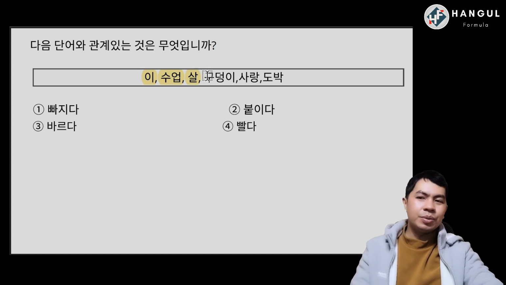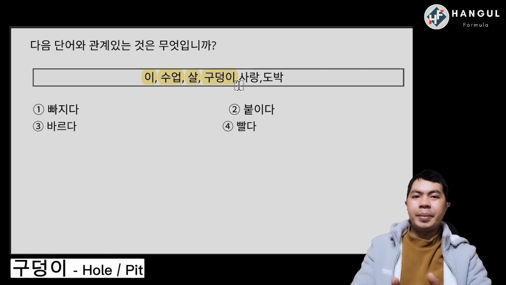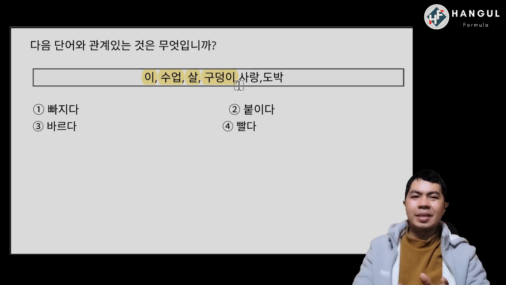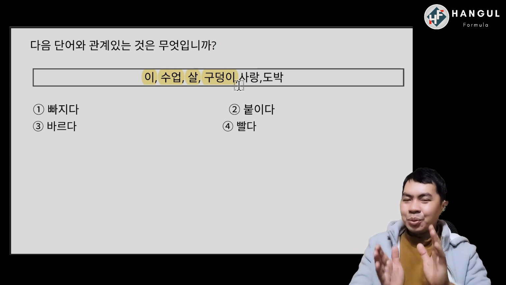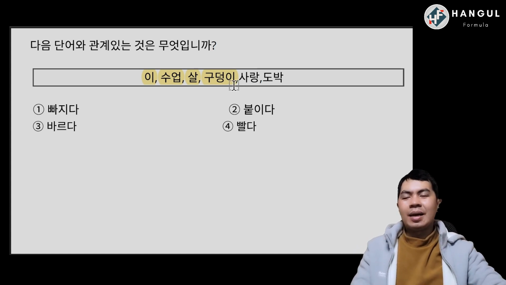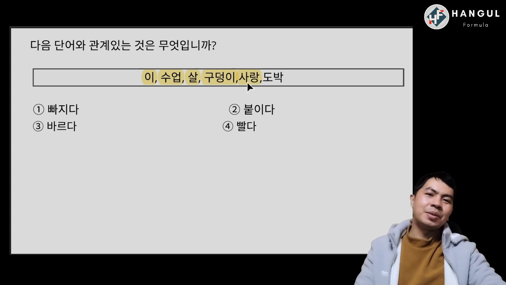And the next one is kudongi. What is kudongi, guys? Kudongi is yung hole or a pit. Butas. Pit is, ano ba to sa Tagalog? Hindi ko alam sa Tagalog, but this is butas, so something na pwede kang mahulog. Okay? So, hole or pit, kudongi. And sarang, alam nyo to, alam ko, guys.